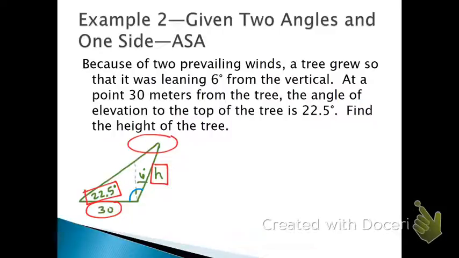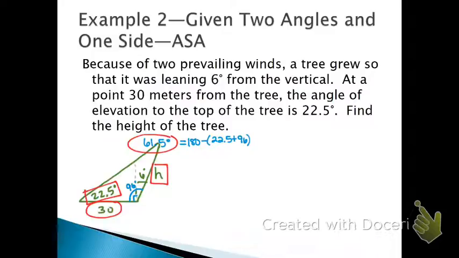I only know the small piece there is 6 degrees, but this is a right angle right there, so that means the entire thing is 96 degrees. So if I know that, then this angle up here that I have circled that I'm going to try to find is just 180 minus the other two added together. And that gives me 61.5 degrees.